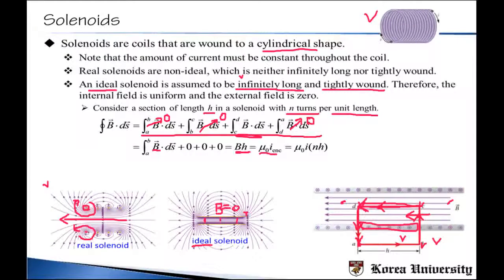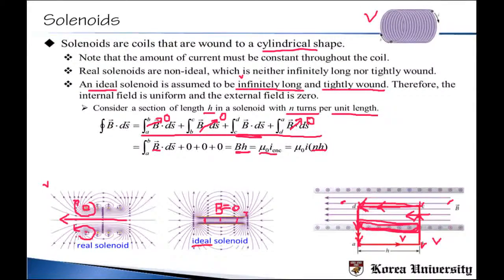This is many turns of wire, and each wire carries the current I, right? So the total amount of current here is the current multiplied by the number of turns. Then how many turns are there? We already said there are n turns per unit length, and the length of the section is h. So the total number of turns is n multiplied by h.